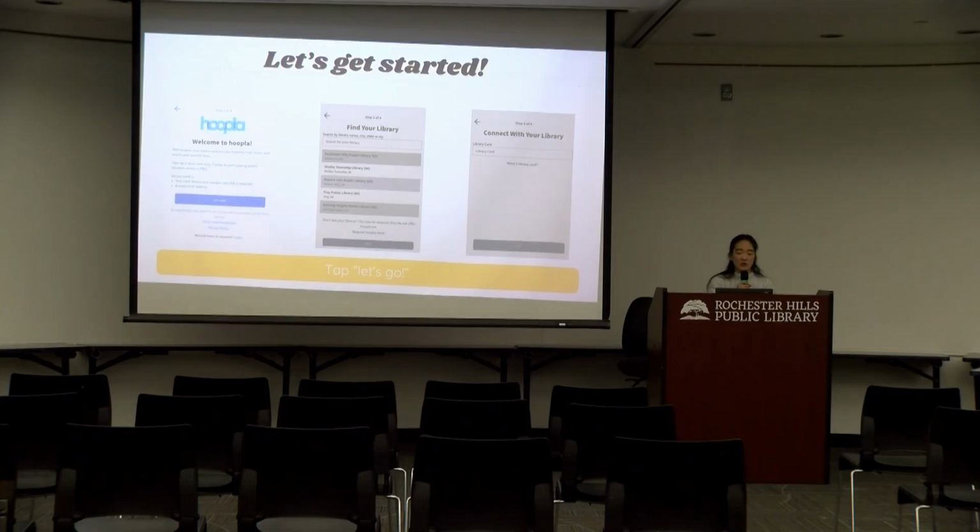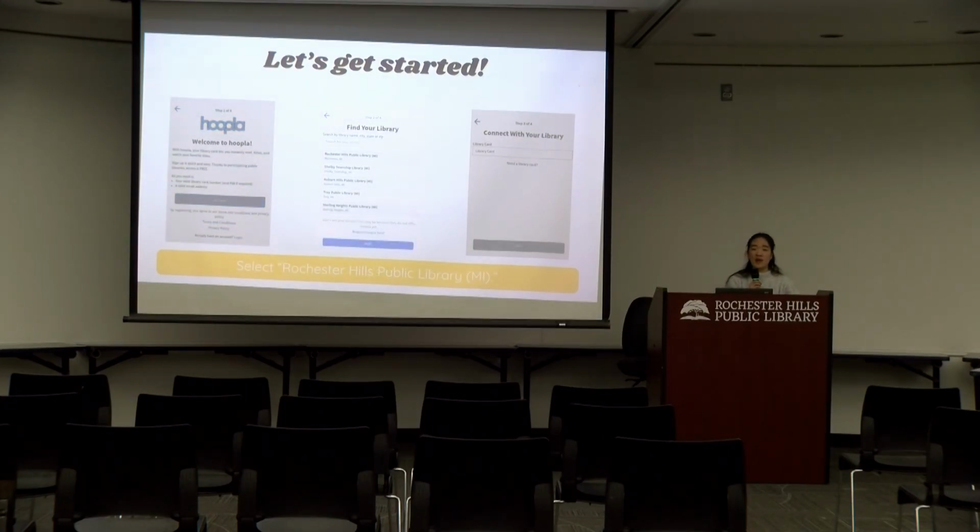But when you get started on the computer, these are screenshots taken from the computer screen. If you have it on your cell phone, the Get Started button is going to be in a different location. Either way, you're going to tap Let's Go or Get Started. Hoopla, the app, might ask you to use your location. If you have an iPhone, you're going to tap Allow once, and then Hoopla will, based on your location, find libraries near you that use Hoopla.